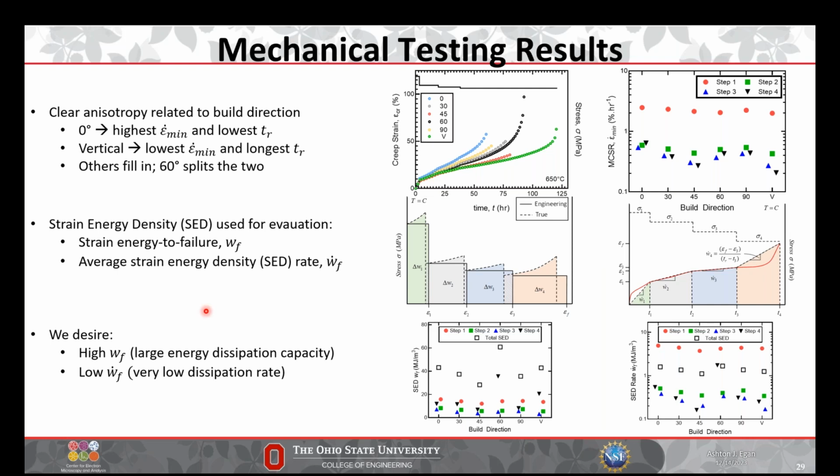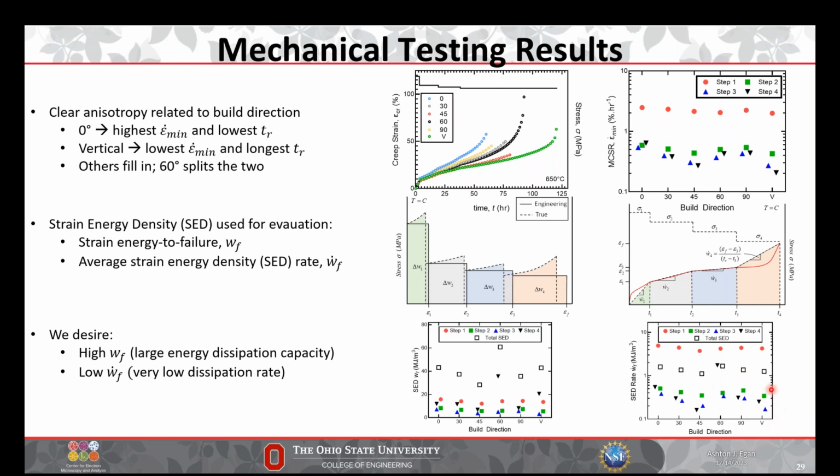So what we desire in the end is a large energy dissipation capacity of the material. In other words, you can put a lot into it, but we want a low dissipation rate. So you want to dissipate this energy slowly instead of very rapidly. And so a perfect alloy would have a high strain energy to failure and a low average strain energy density rate. So that's basically what we're after. And you can see here that, where is it? The vertical sample should be here.